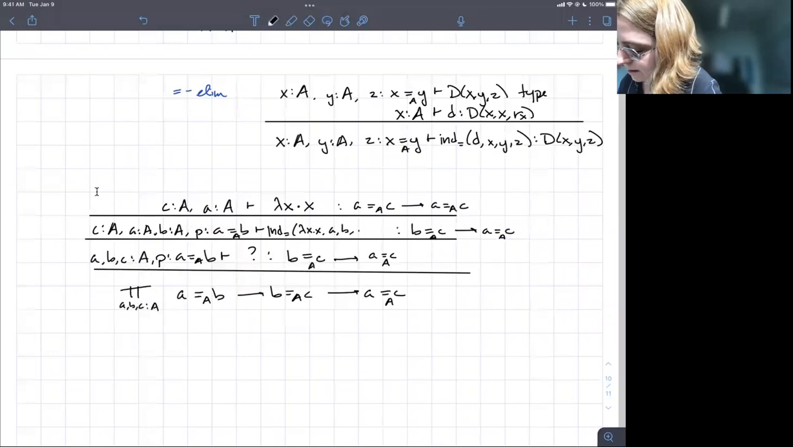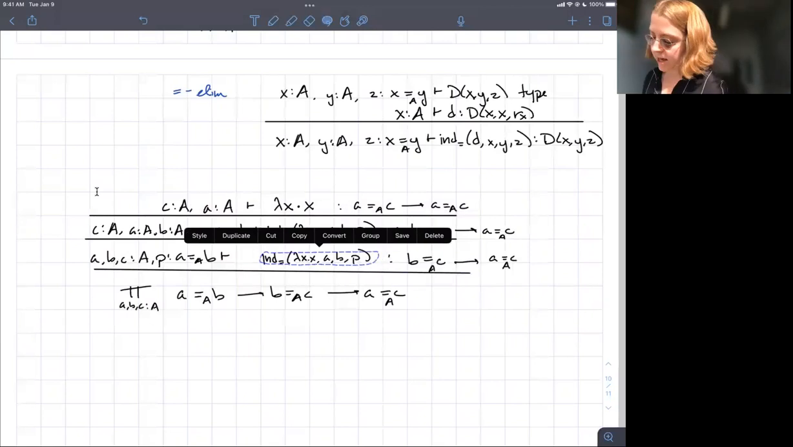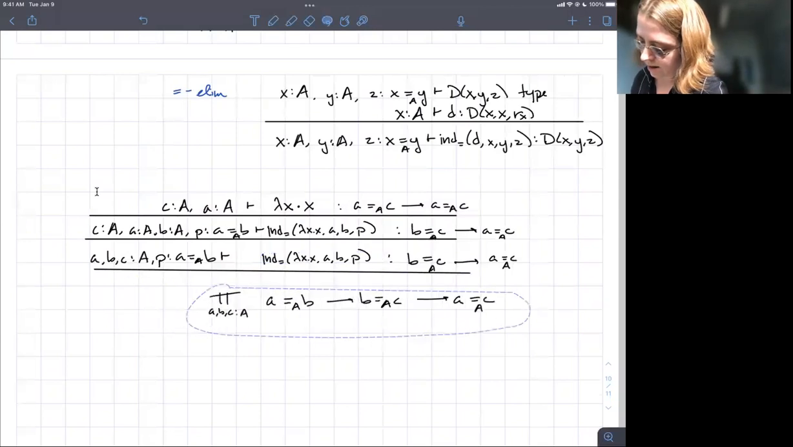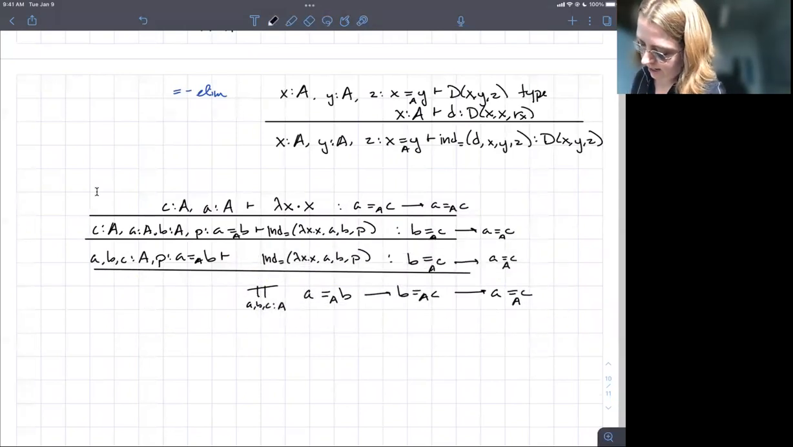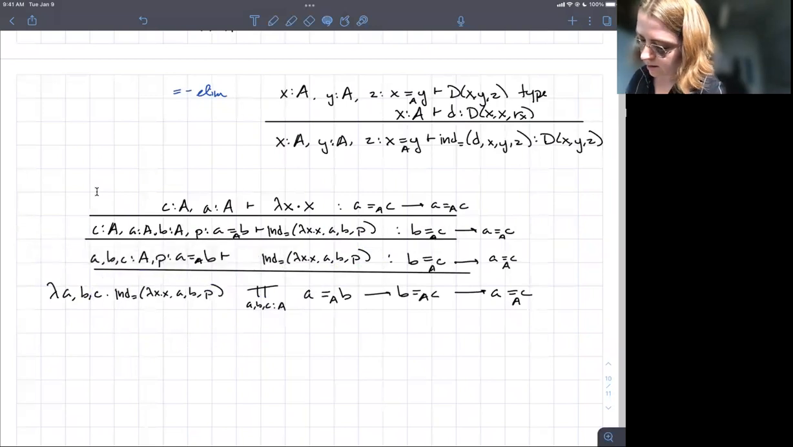There we have A, B, P. And here, this is going to be exactly the same because we didn't do anything but permute the context in a way that doesn't affect anything. And then here, we're just going to abstract A, B, and C from this term. Okay, and we find a function that composes things for us.